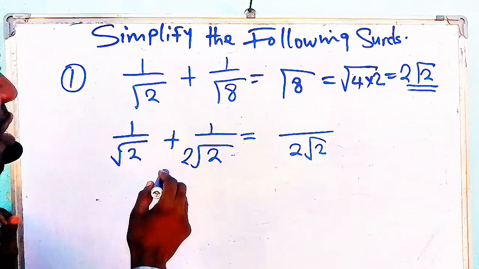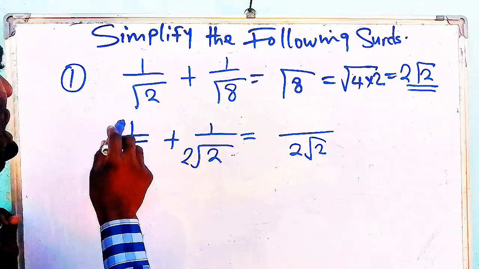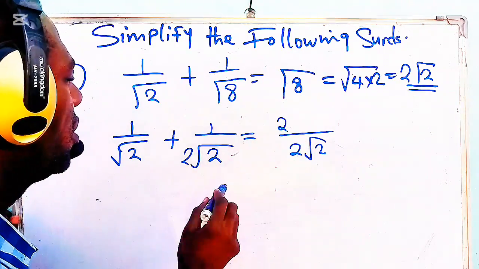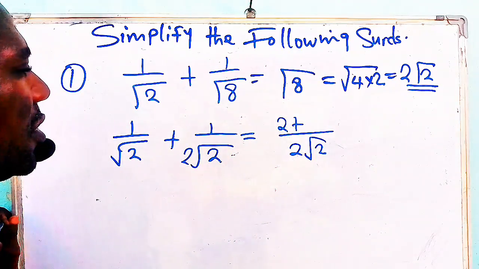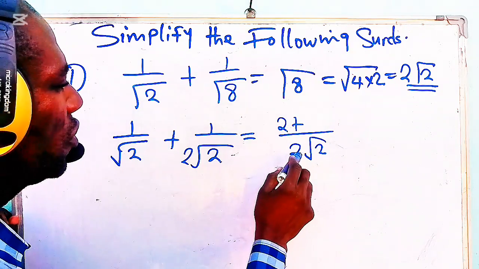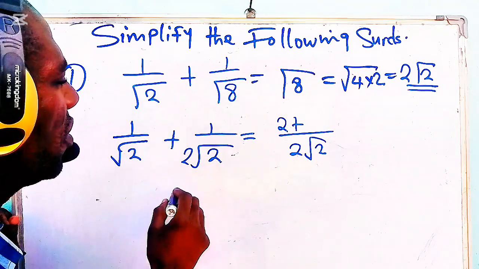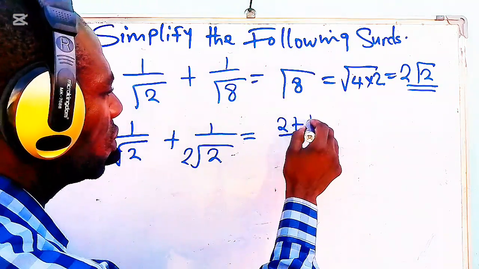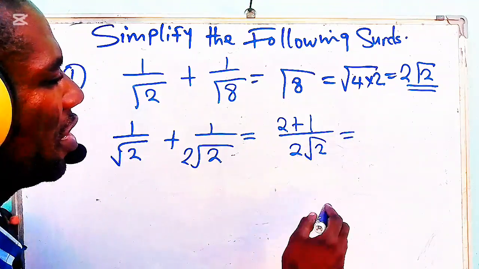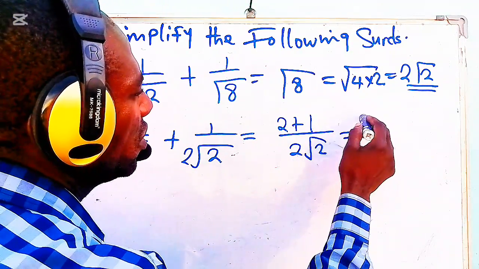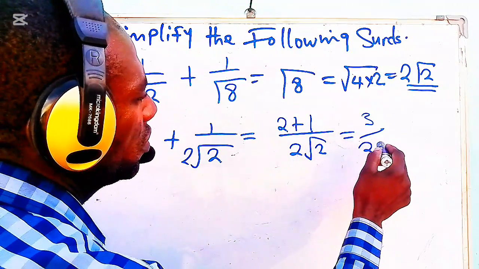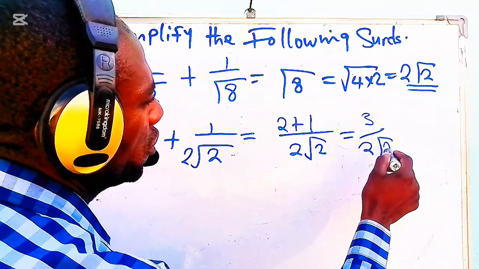2√2 come here, we are going to have 2. 2 times 1, we have 2. Put your plus here. Then 2√2 divided by 2√2, you are going to have 1. 1 times 1 is 1. So then 2 plus 1 is 3, all over 2√2.